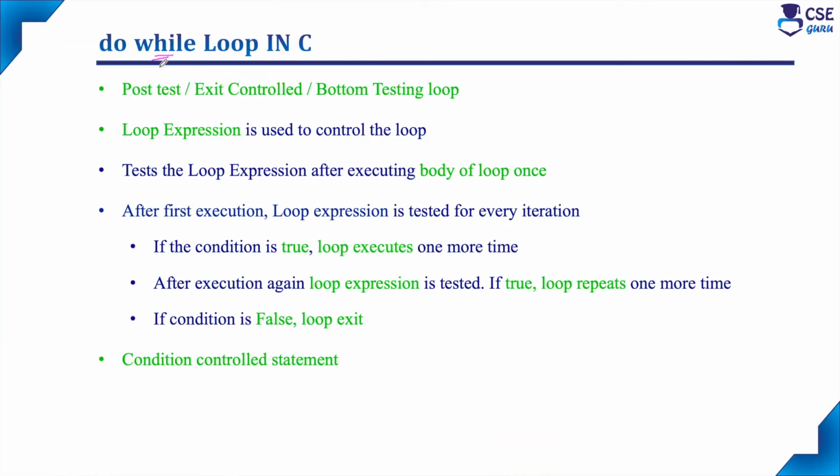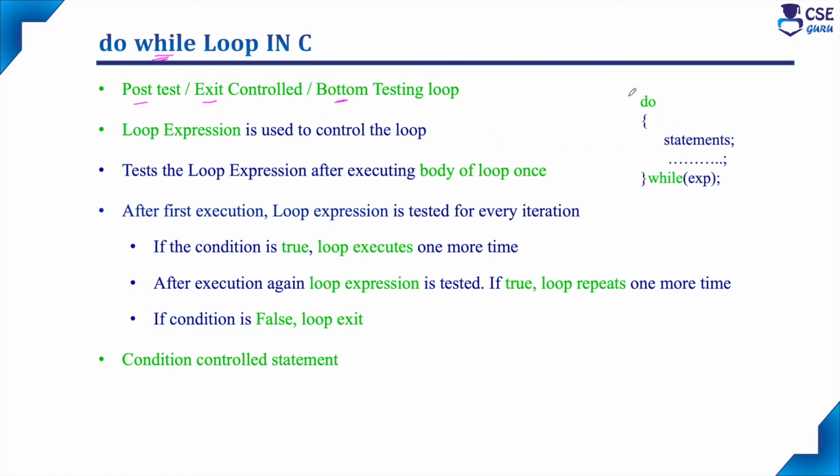The next topic in C programming is the do while loop in C. Already we have discussed the concepts of loop control statements, for loop and while loop. Do while loop is the third looping statement in C. The do while loop is otherwise called post test loop, exit control loop, or bottom testing loop.